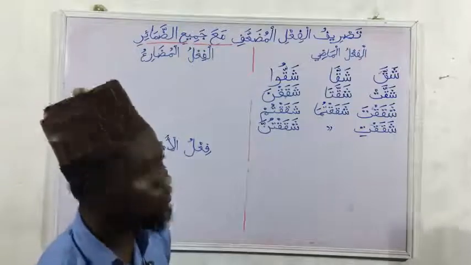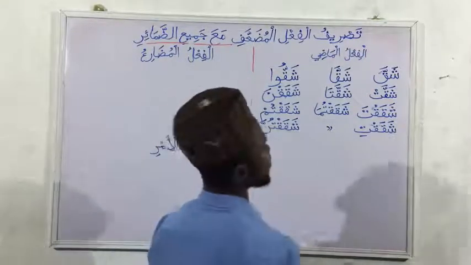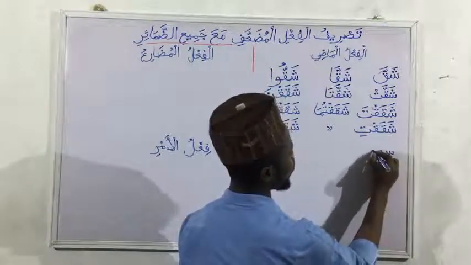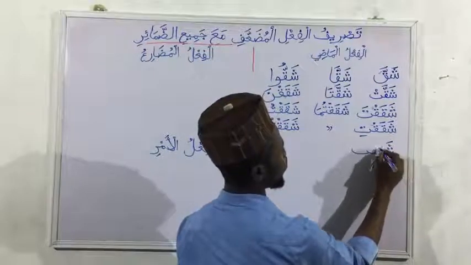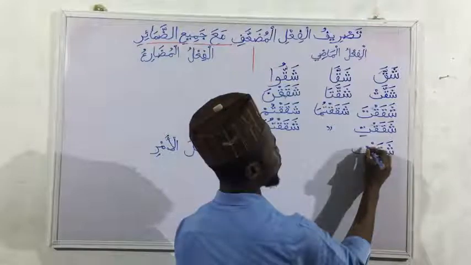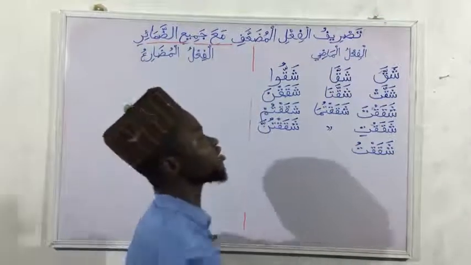So that is for the second person. Then for the first person, we have what? Shaqaqtu. Then finally, na adallatu ala al-fa'il shaqaqna.